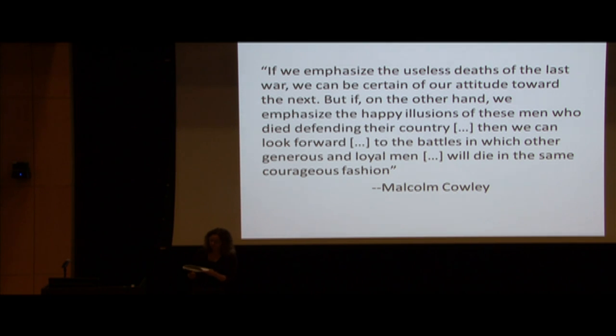Both of these positions are strong, and my main goal in teaching them is to make students see that strength. This isn't an easily resolved argument, but it's a crucial one for students of war literature, and indeed, for anybody who's interested in war or art.